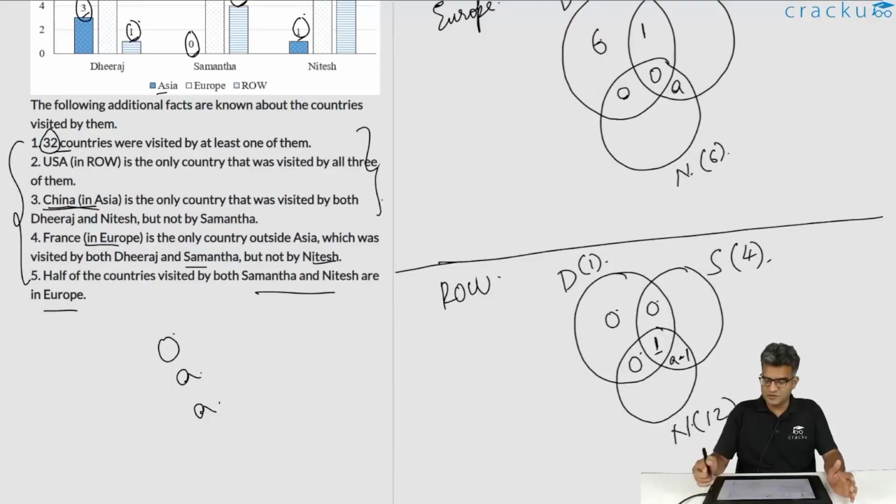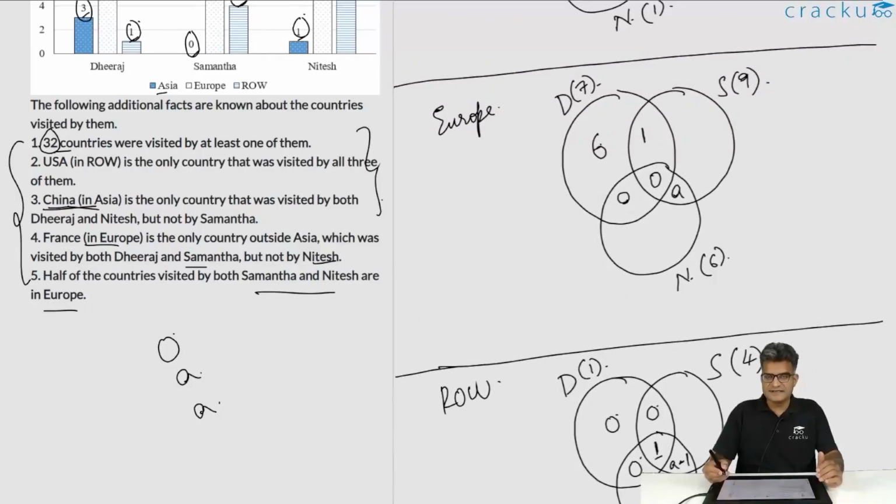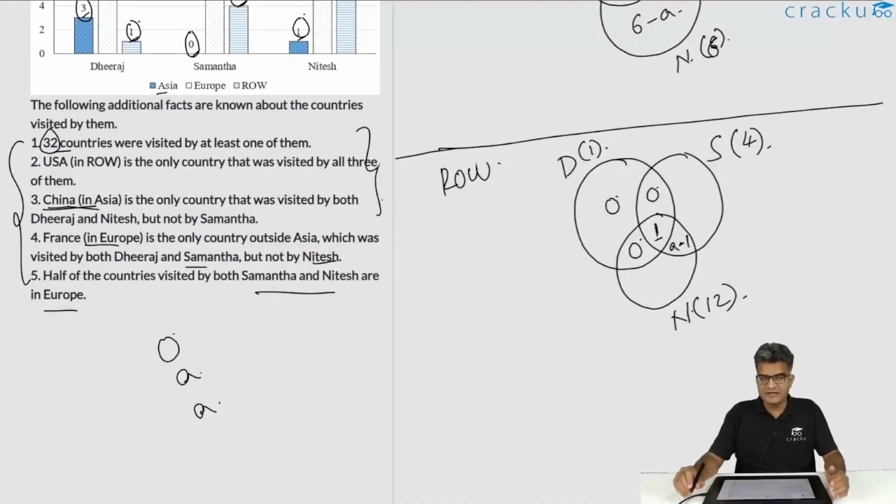This would tell us the total number of countries that Samantha alone visited in Europe. This will be 8 minus A, because the total number of countries Samantha visited is 9. Similarly, the total number of countries that Nitish alone visited is 6 minus A, because the total number of countries he visited is 6. In rest of the world, the total number of countries Samantha visited alone is 4 minus A. And the total number of countries that Nitish visited alone is 12 minus A, because the sum of all the elements in the circle has to be 12.